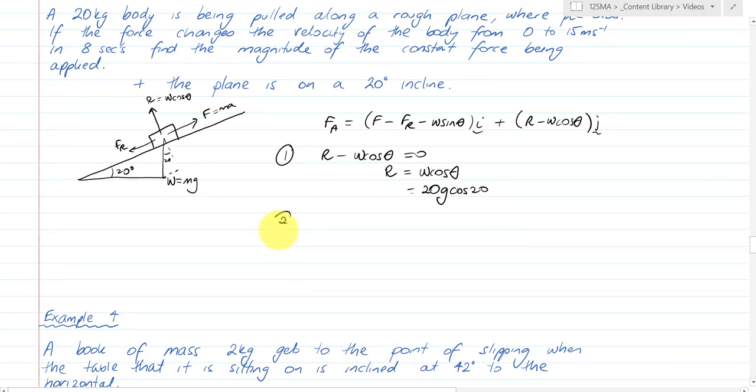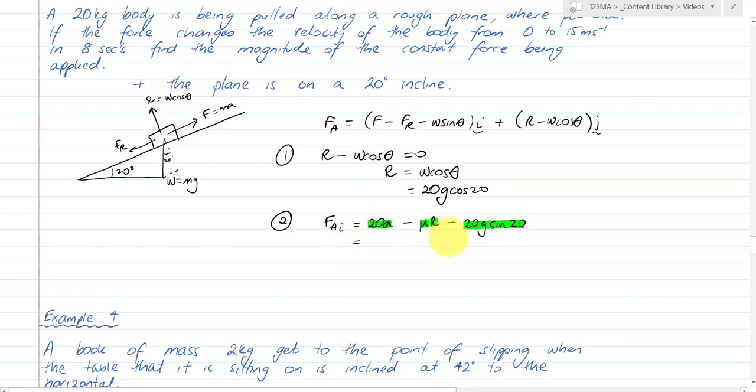Our second thing we know is that our resultant force, which is FA, is equal to F, which is 20A, minus FR, which is the frictional force, which is mu times R, minus W sine theta, which is 20G sine 20. Now remember, we know this entire number, and we know this entire number. We've got to work out A, but we know this entire number, and we also know mu, and we now know R as well. So we can work out the overall resultant force.